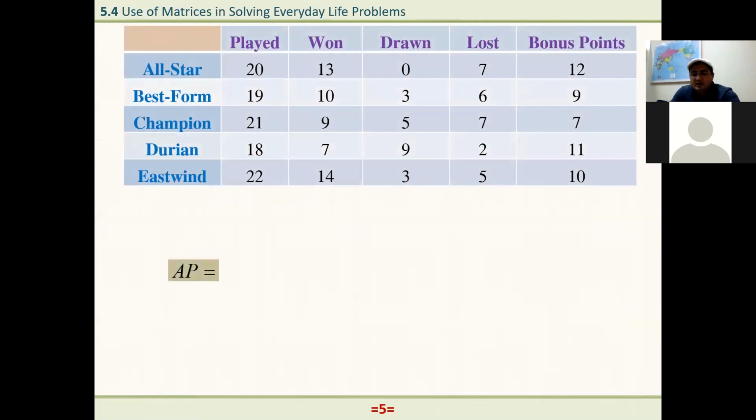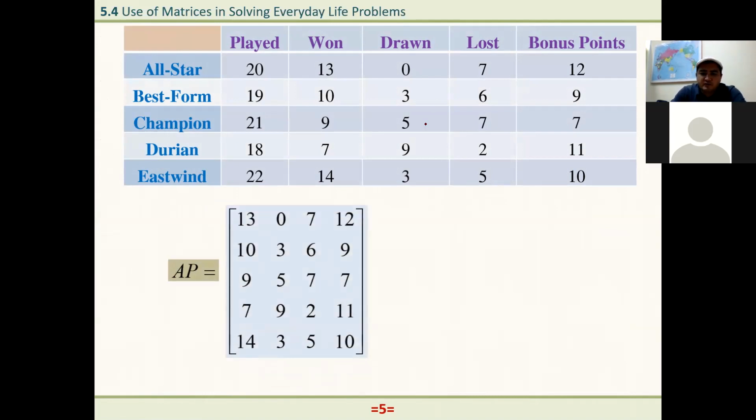Let's say this A represents the first part of the table, that is 13. Here we have 13, 0, 7, 12. The first number represents the number of wins, the second one draws, the third one losses, and the last one is the bonus point. So if you multiply this by this matrix, as you see here, this A has 5 rows and 4 columns, so this one is a 5 by 4 matrix.